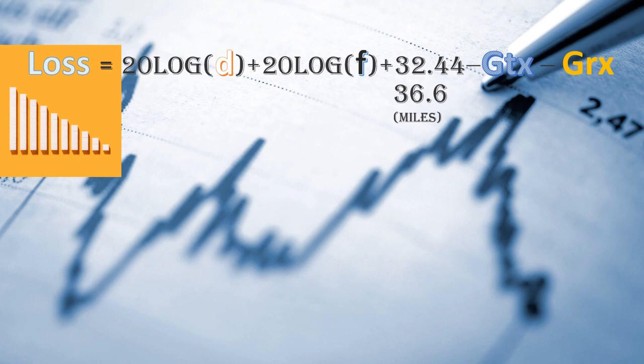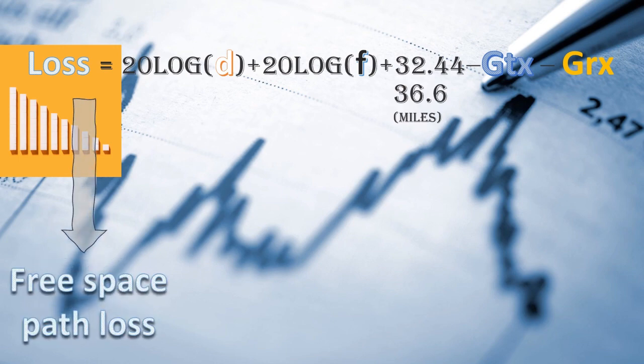This is the equation for how to calculate the free space path loss. As you can see, it's equal to 20 log D, where D is the distance in kilometers. If you want the distance in kilometers, you have to use the factor 32.44. If you want the distance in miles, then the factor will be different. It will be 36.6. That's why I have two numbers here to show you. It depends on what you prefer to do.